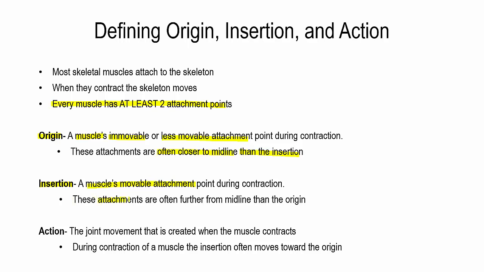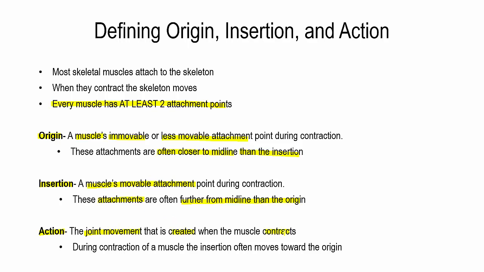These attachments are often further from midline than the origin. And then the action is, okay, well, when that muscle contracts and the insertion moves and the origin, that bone stays stable, what kind of movement is created? That's what the action is. So what is the joint movement that gets created when the muscle contracts?